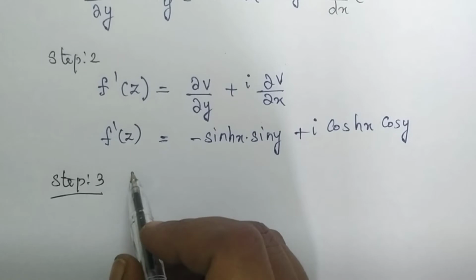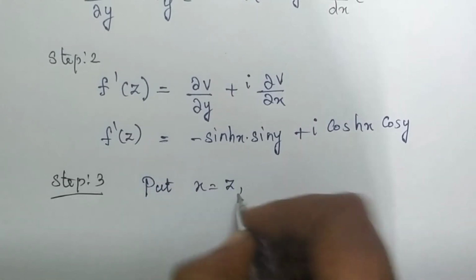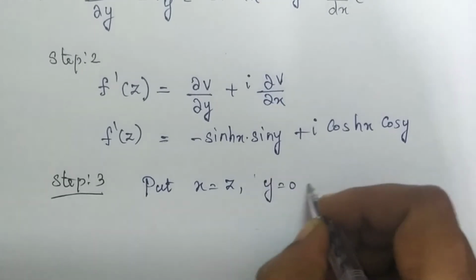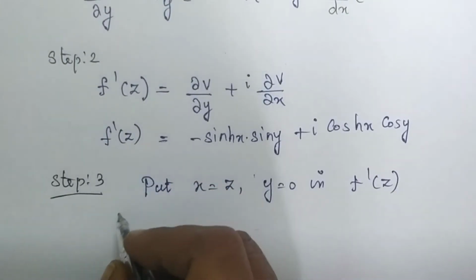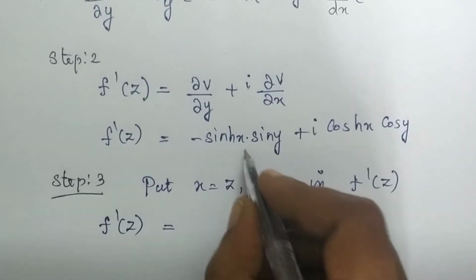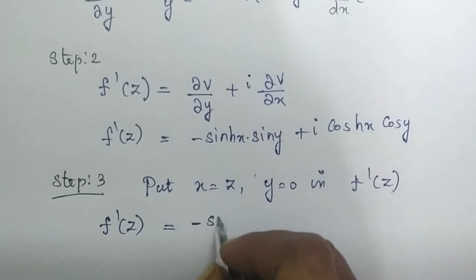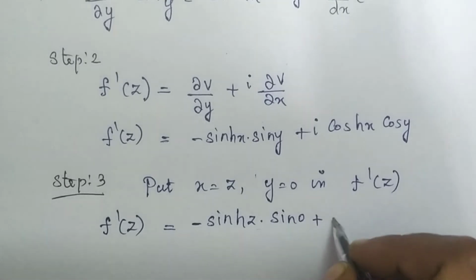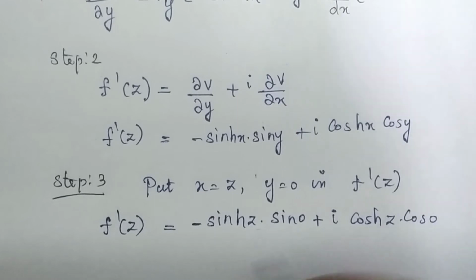in the result of f dash of z, we have to put x is equal to z and y is equal to 0. So I am going to substitute here. So this is the result of f dash of z. In f dash of z, x becomes z and y becomes 0, we have to replace, right? So minus sin hz into sin 0 plus i times cos hz into cos 0.